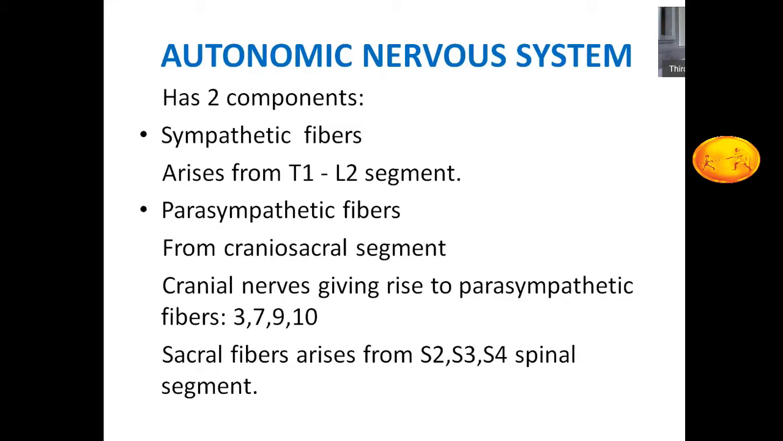So whenever we give spinal anesthesia, there is always a major sympathetic blockade of the T1 to L2 segments, because we are giving it at the level of L1, L2, L3. So there is a major blockade of the sympathetic system, and the sacral parasympathetic system is always blocked.